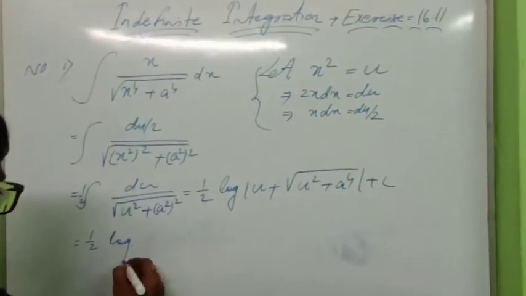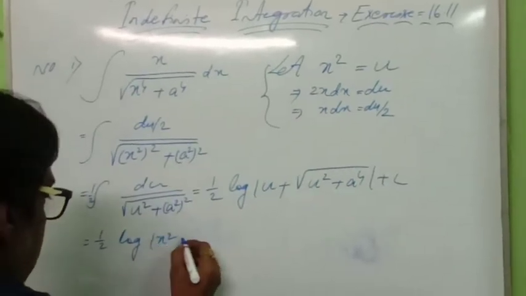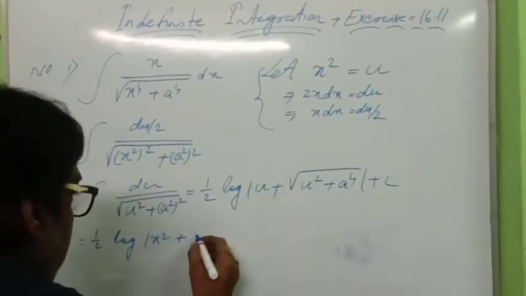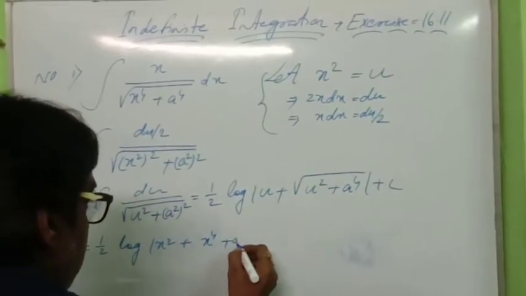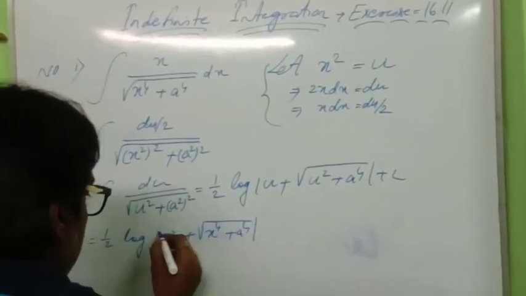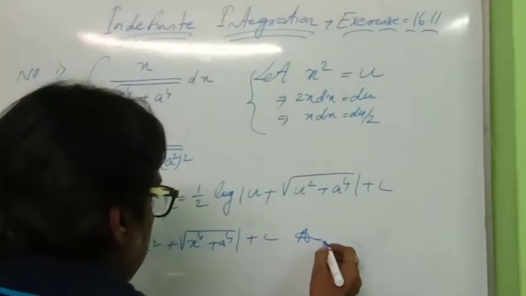This is the answer, but you have to put the value of u. What is u? I have taken x square, so log of x square plus, u means what, x square whole square will be x to the power 4 plus a to the power 4 root over, with mod sign as the log is given, plus c. And this is the answer of number 1.